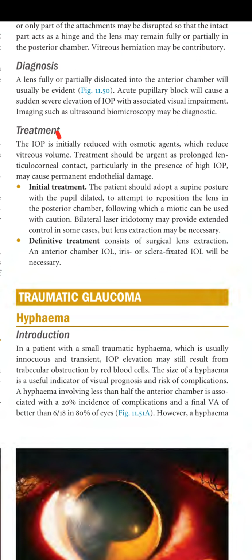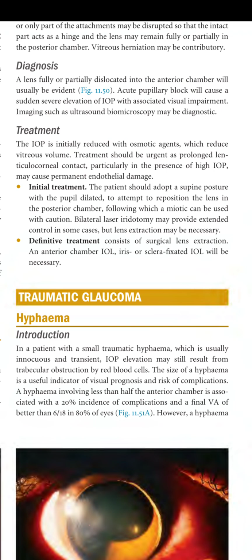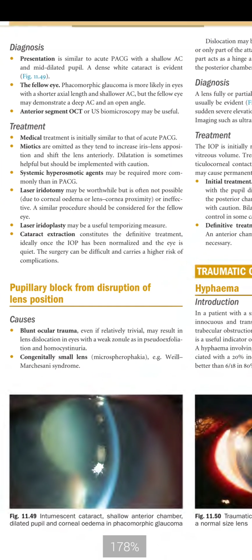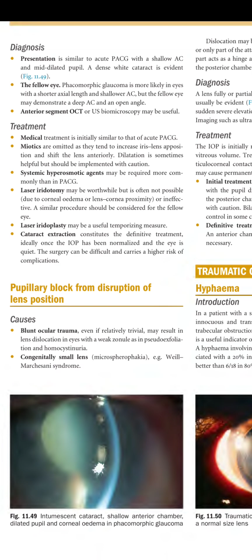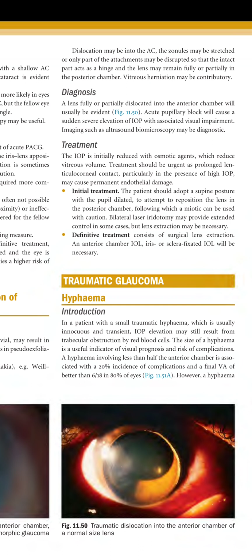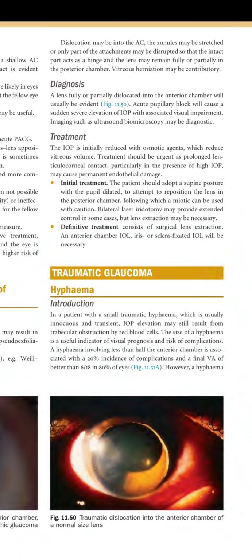So in case of trauma, or whenever there is a zonular weakness and there is a lens dislocation, definitive treatment is that you just remove the lens and you can place either the anterior chamber IOL or scleral fixated IOL. So this is showing the intumescent cataract, shallow anterior chamber, dilated pupil and corneal edema in phacomorphic glaucoma. This one is showing the traumatic dislocation into the anterior chamber of a normal size lens.